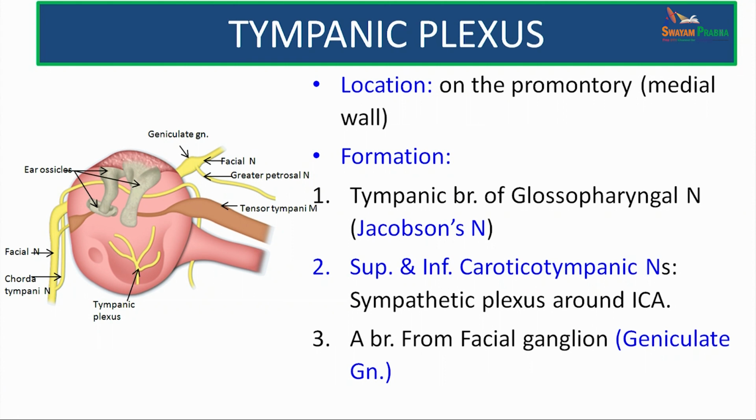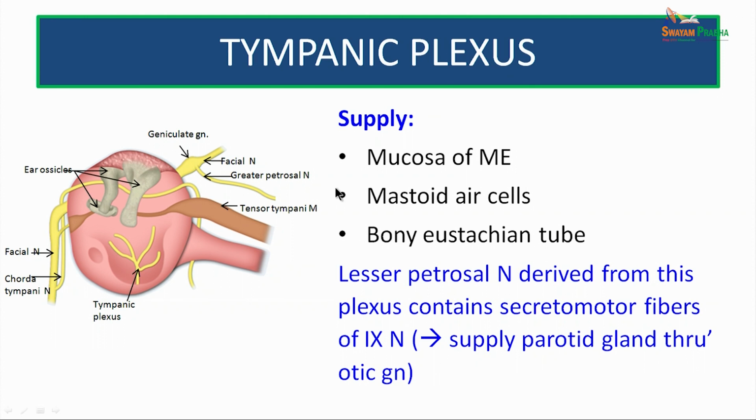Then we have a branch from the facial ganglion called the geniculate ganglion, and this tympanic plexus supplies the mucosa of the middle ear, mastoid air cells, and the bony eustachian tube. It is to be mentioned here that the lesser petrosal nerve derived from this plexus contains motor fibers of the glossopharyngeal nerve, which goes on to supply the parotid gland through the otic ganglion.